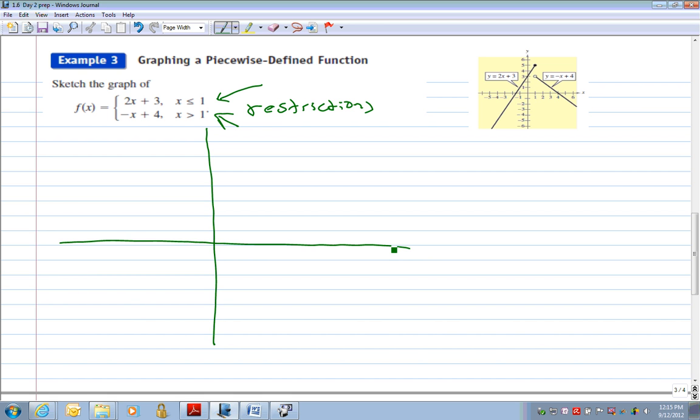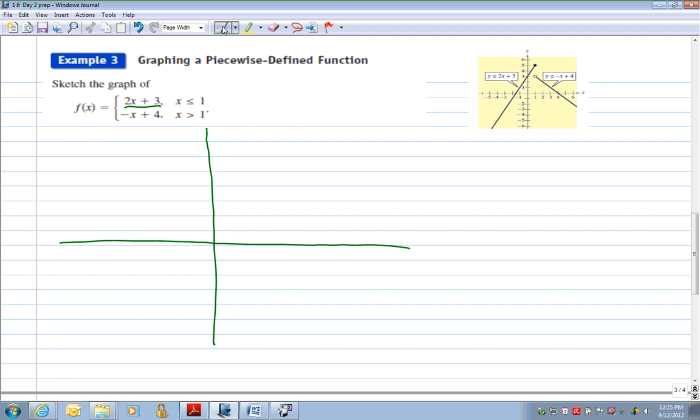So the first equation I'm going to use is a linear equation, and you always want to identify what kind of equation so you kind of know what the shape of the graph should be. So 2x plus 3, and I want it for all values of x that are less than or equal to 1. So I'm going to actually just create some ordered pairs here. I'm going to erase this right here so we have a little bit of room.